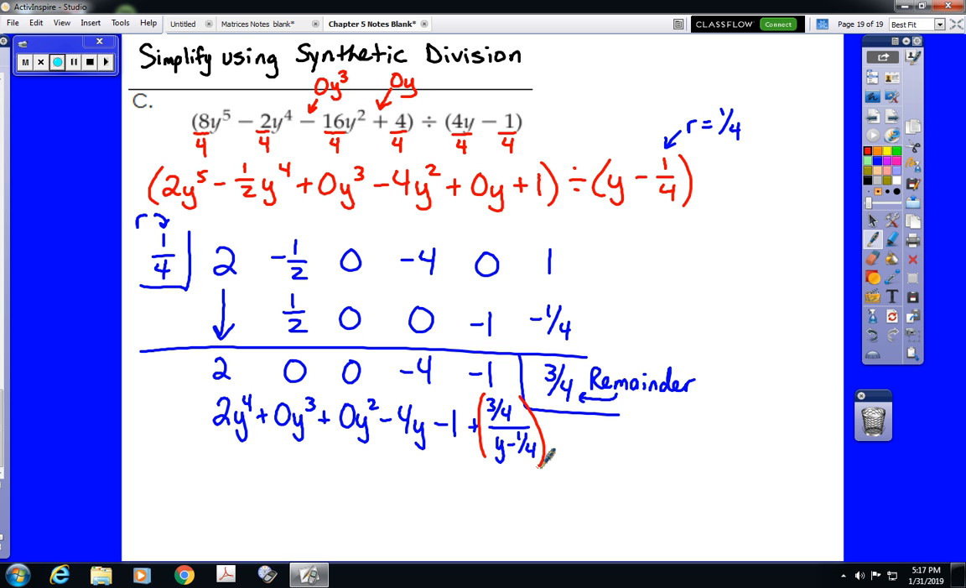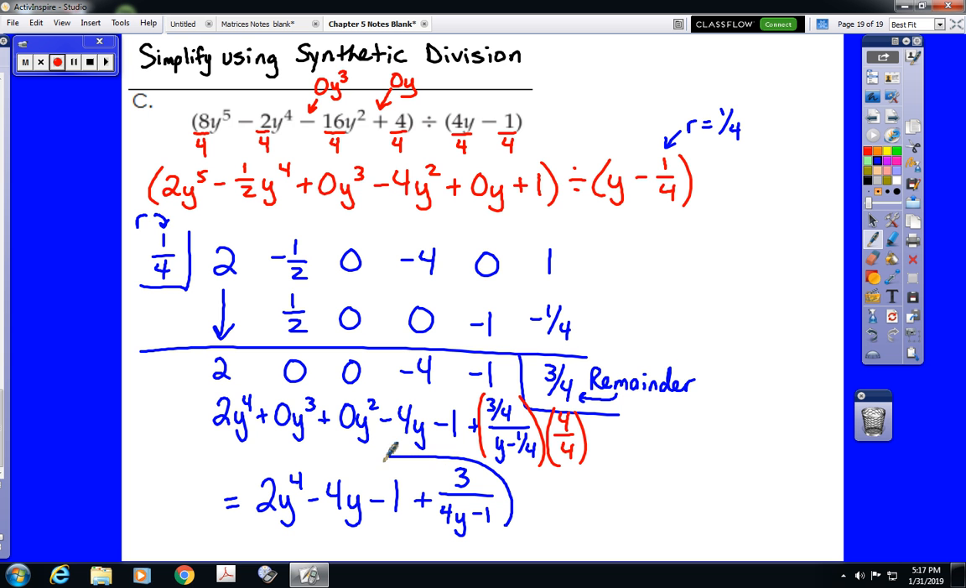So there's actually 2 things we can do to clean this up. The first is to multiply the remainder by 4 over 4. And the second is we don't really need to include the terms that have 0 coefficients. So our answer should be 2y to the fourth minus 4y minus 1 plus 3 over the original divisor, 4y minus 1. And if you leave the 0 terms in there, that would not be incorrect.